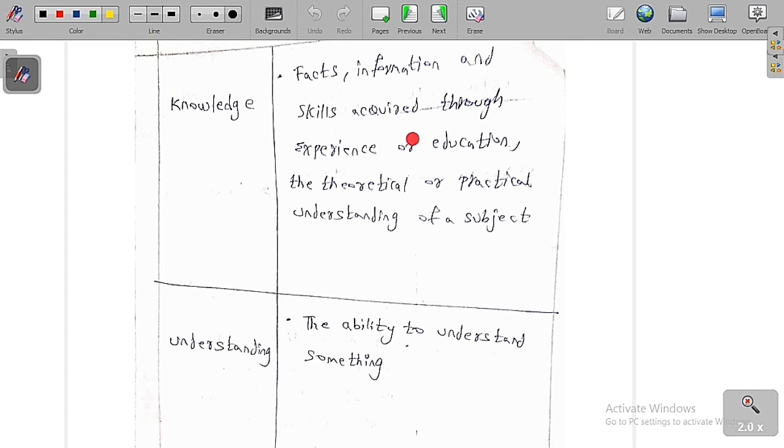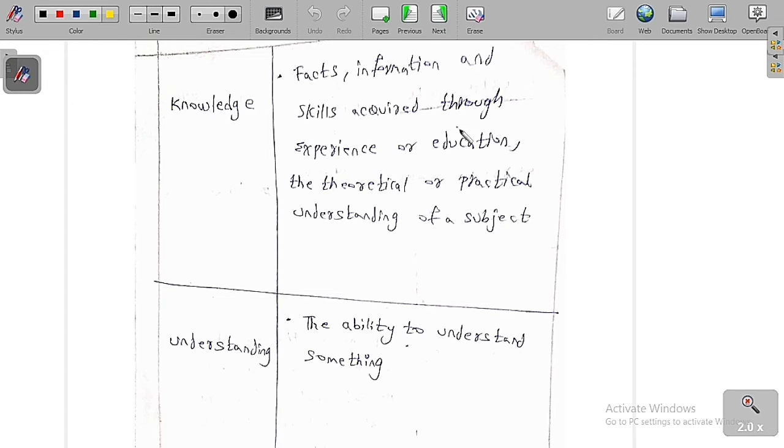So, knowledge: facts, information and skills acquired through experience or education, the theoretical or practical understanding of a subject. As time goes on, you come to know each and every aspect, because you are going to face a lot of things with your experience and with education also. You are going to get certain knowledge of what to do and what not to do at an instant. That is called knowledge.